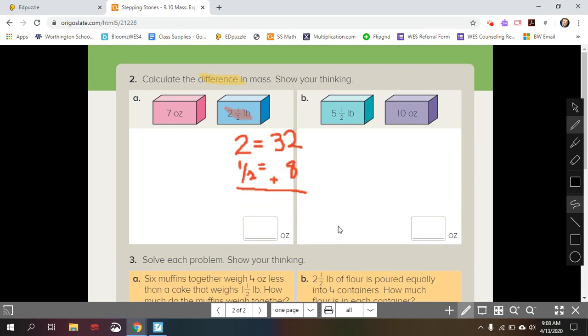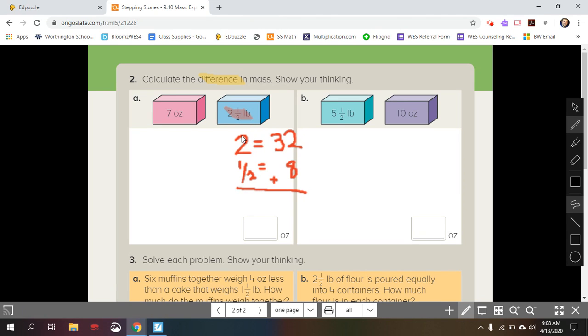Alrighty, and if you look over here at the next page, it's still the same type of problems over there. We're still calculating the difference in mass, except instead of using bags, now we're using blocks. All right, and now we've also got some mixed numbers in these boxes. Okay, and if I look here at this first one, this says 2.5 pounds.